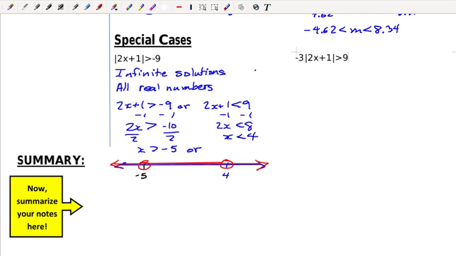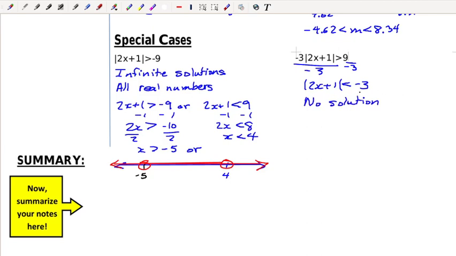One more special case is this one, and to solve this one we actually need to get the absolute value by itself first. So if we divide by the negative 3, we've got absolute value of 2x plus 1, and remember when we divide by a negative we flip the sign, so less than negative 3. When we get an absolute value less than a negative, we know the answer is no solution. This can never happen. A positive number is always greater than a negative number, so again, less than negative can't happen.